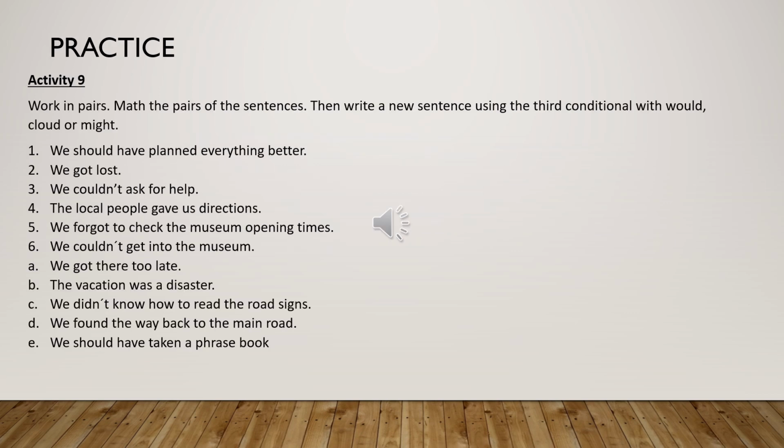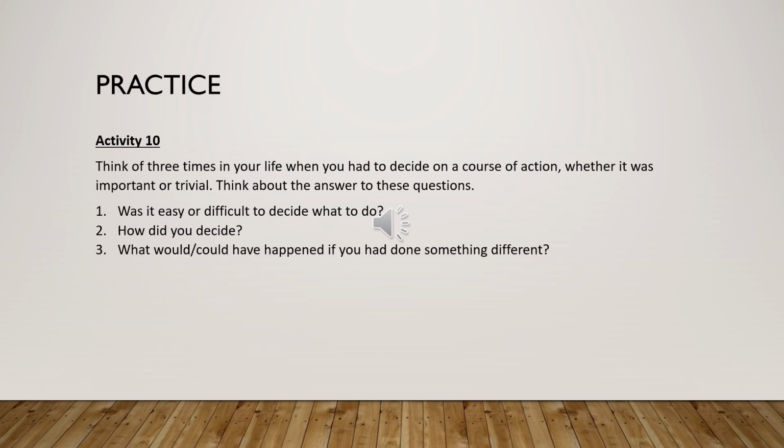Now we have activity number 9 to practice working in pairs. Match the pairs of the sentences. Then write a new sentence using the third conditional with would or could or might. So they have to use third conditional to create new sentences. So they have to write, production skill and writing skill.